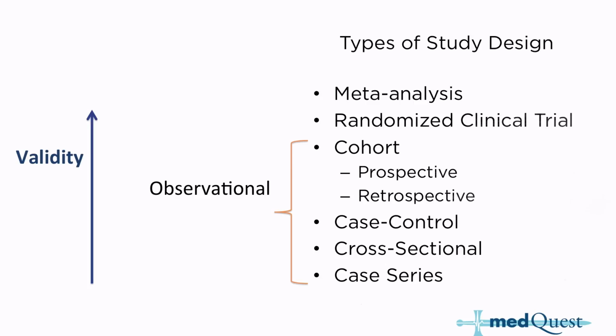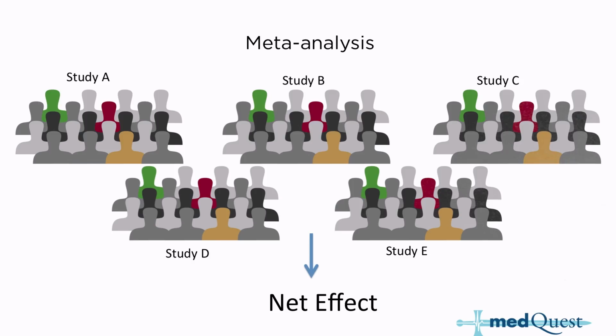I just want to make a quick note on the exception of meta-analysis. The validity of a meta-analysis is going to depend heavily on the individual study designs of the studies that are composed within the meta-analysis. So that's just something to be aware of when considering validity of studies. So let's delve in and start with talking about meta-analysis.